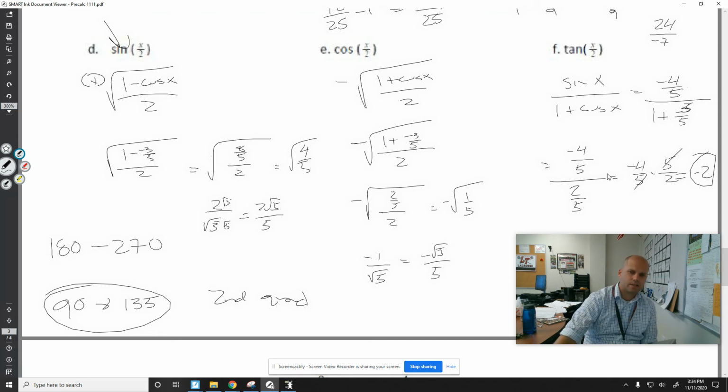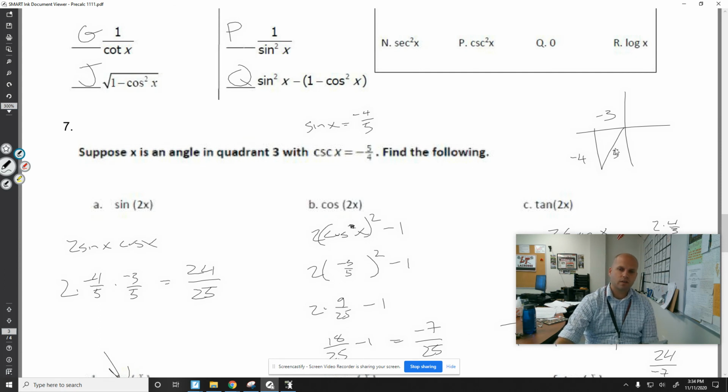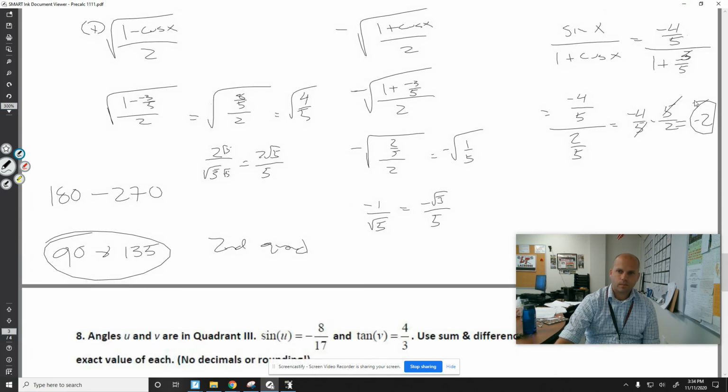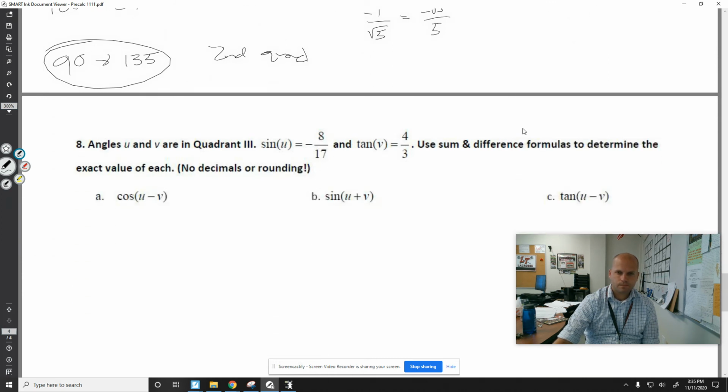Does that make sense, being negative? Yeah, if we start in the third quadrant, divided by 2, we end up in the second quadrant. And in the second quadrant, tangent's negative. I'm just thinking about something like that. Yeah, 180 to 360 gives you 90 to 180.